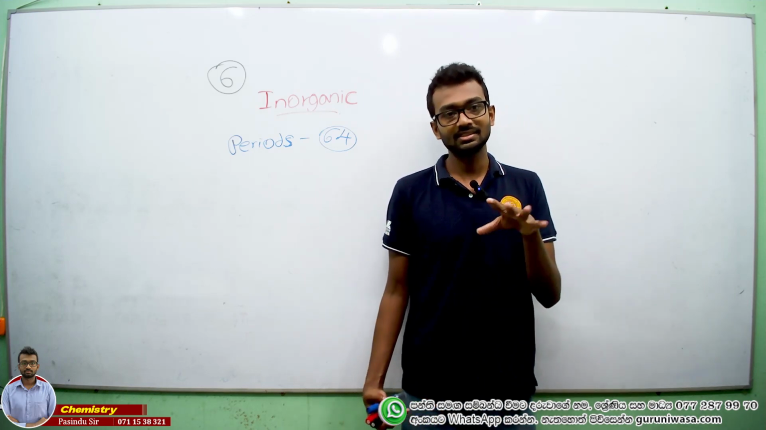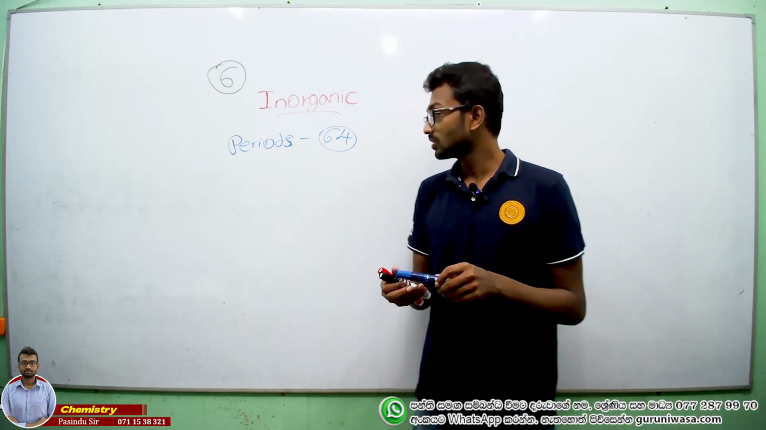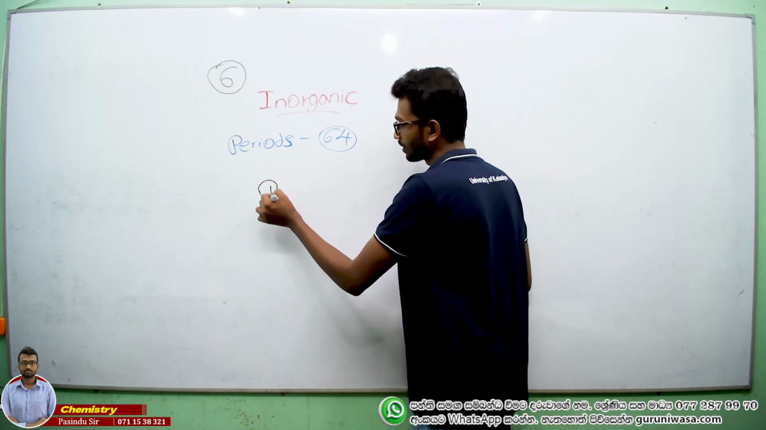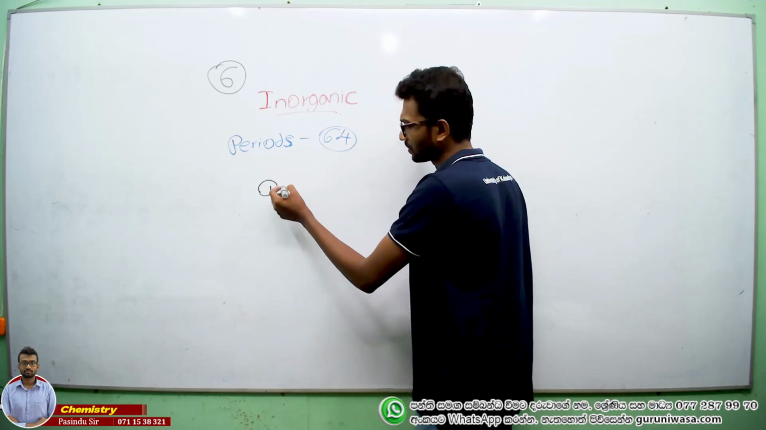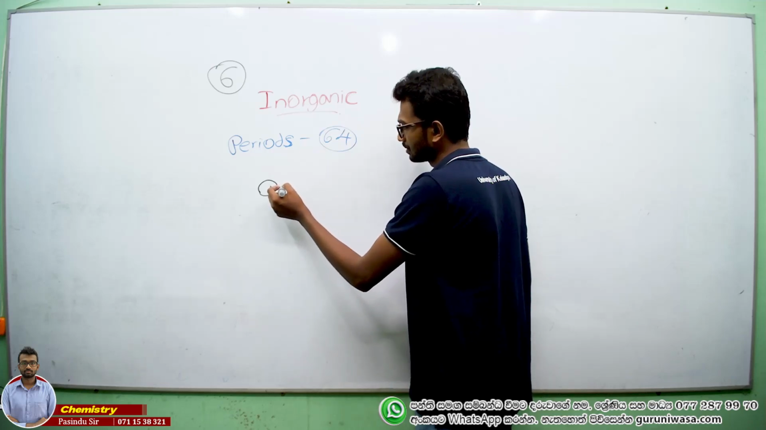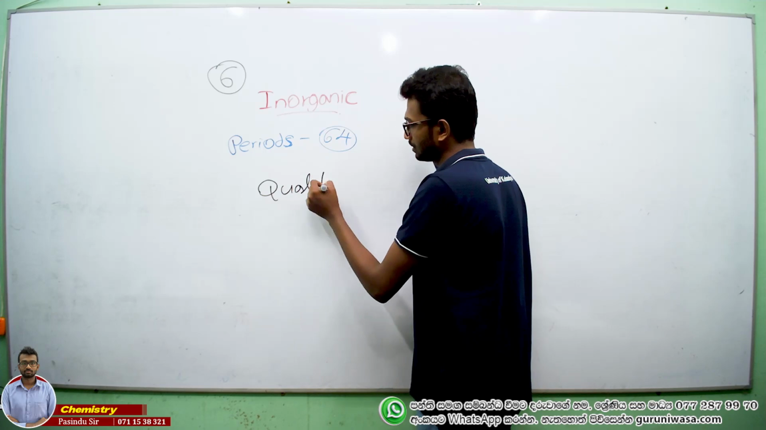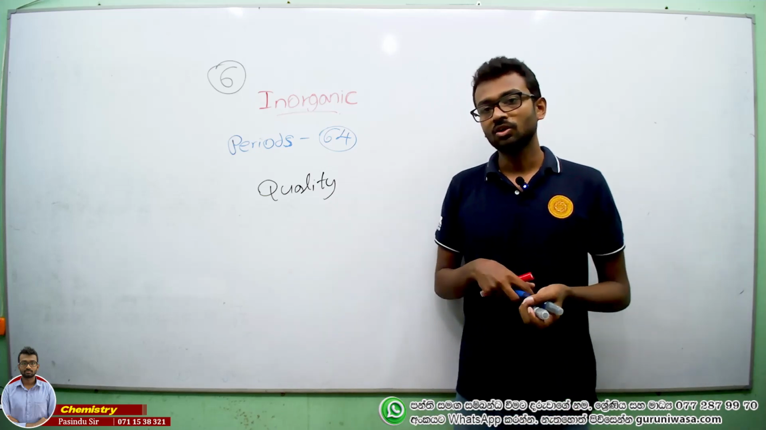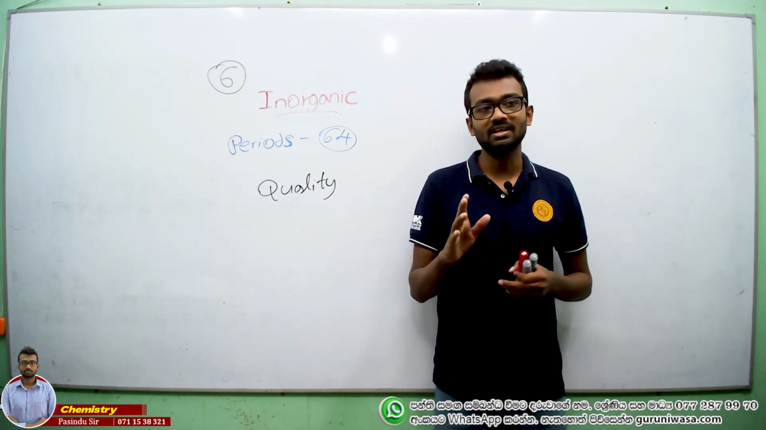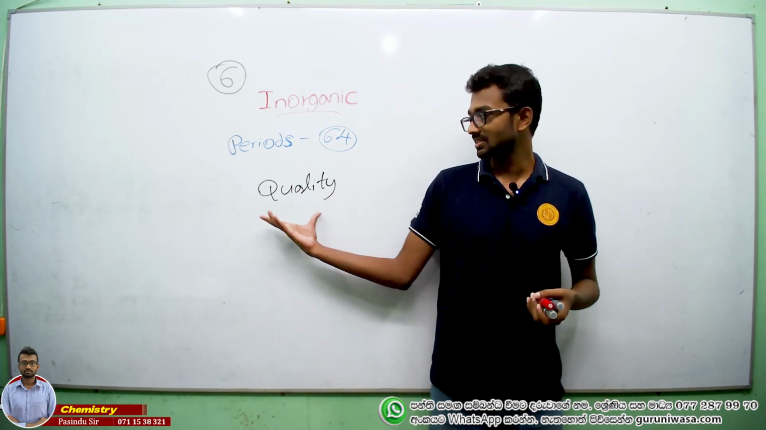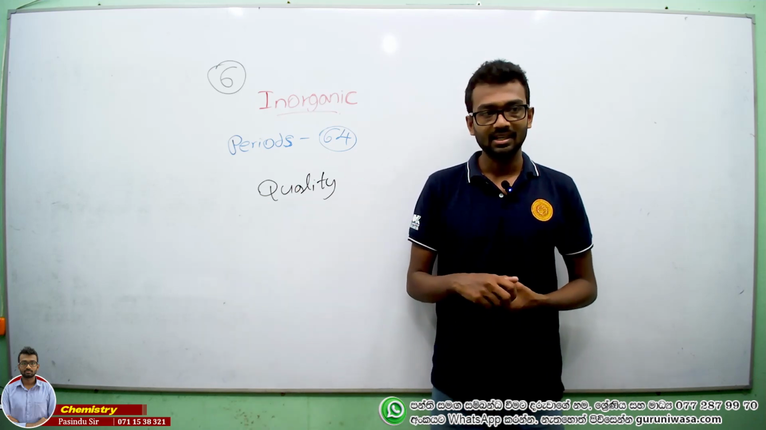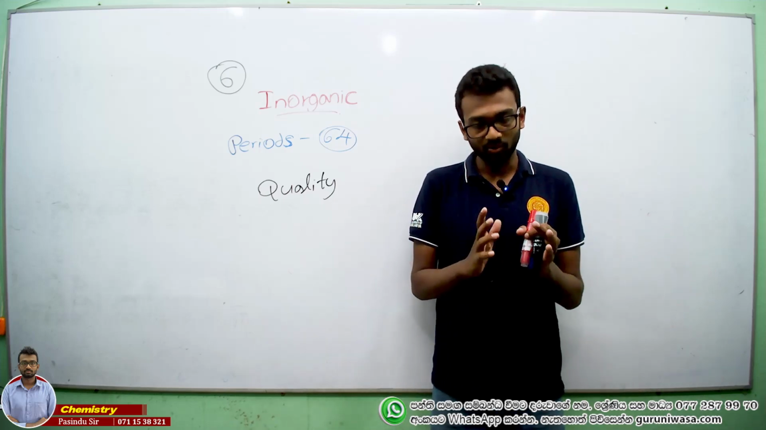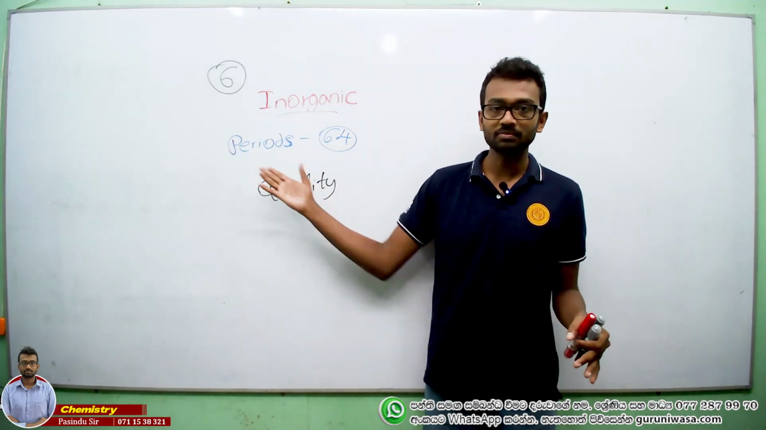And the other way is what we call qualitative analysis. I will explain those things when we do the papers. Qualitative means we don't know the percentages. Analytical chemistry has two types: qualitative and quantitative. Quantitative also comes from this part.